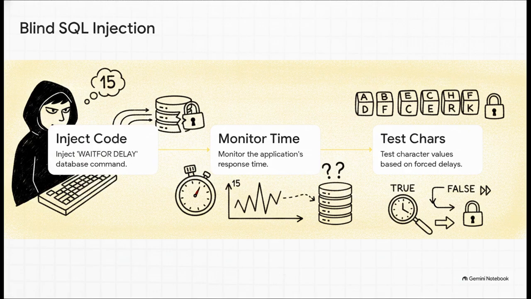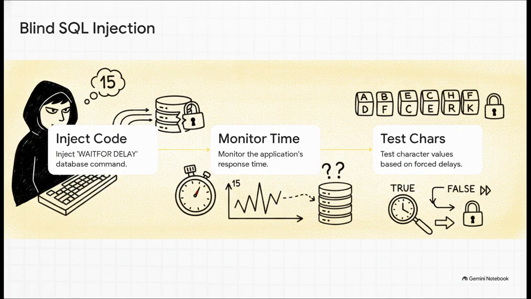Step 1. The attacker injects a database command like WAITFOR DELAY, basically telling the database to wait 15 seconds. Step 2. They monitor the application's response time. If the web page takes exactly 15 seconds to load, boom, the vulnerability is confirmed. Step 3. They iteratively test character values based on those forced delays. It's like playing 20 questions with the server.